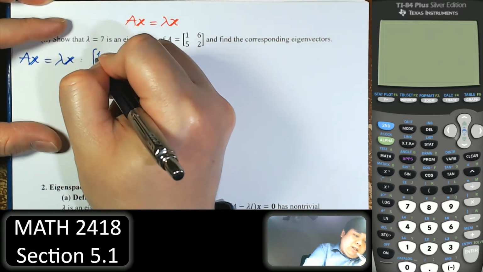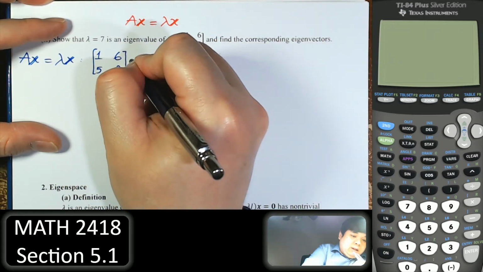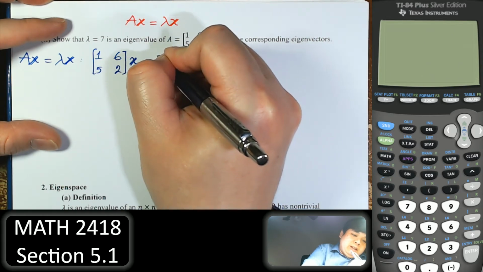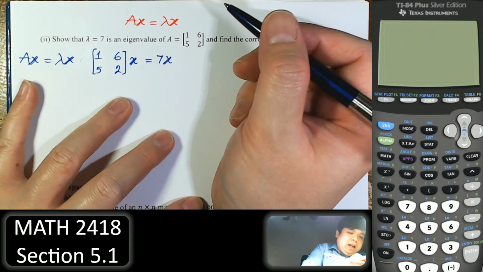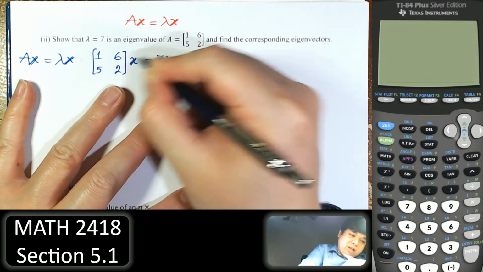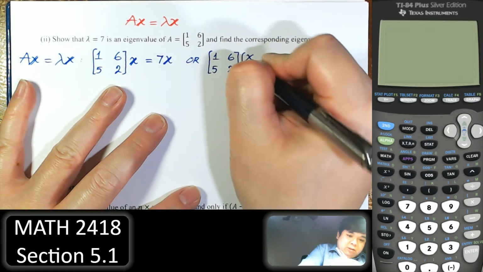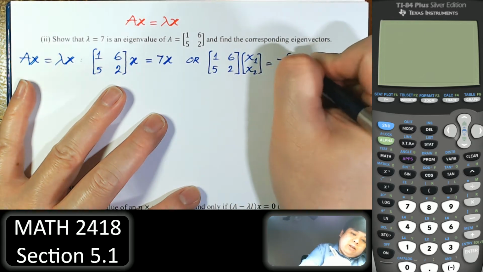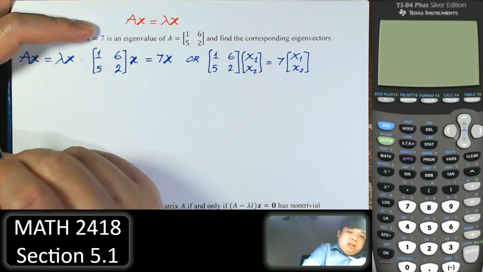A, which is [[1,6],[5,2]], times x equal to 7 lambda times x. Right. Let's just write this in the vector form. I mean, this is in the matrix form, but let's just rewrite x as x1 and x2. I multiply it out. Anyway, we have to change this to the linear system.